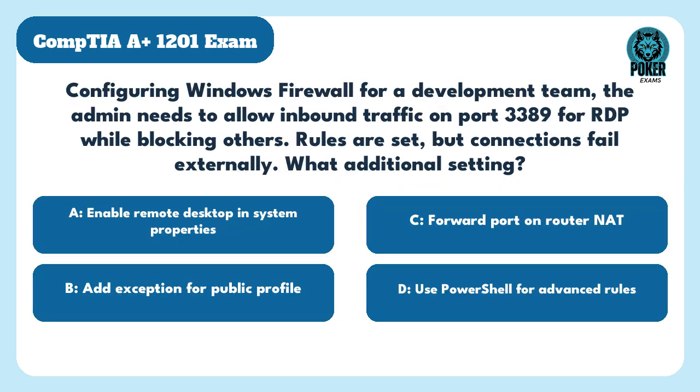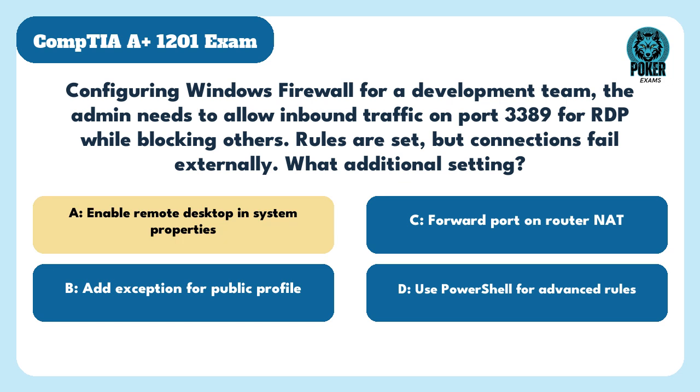Question 3. Configuring Windows Firewall for a development team. The admin needs to allow inbound traffic on port 3389 for RDP while blocking others. Rules are set, but connections fail externally. What additional setting?